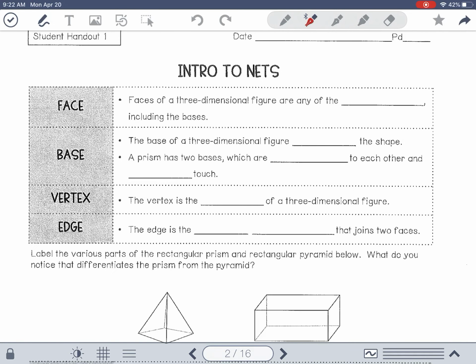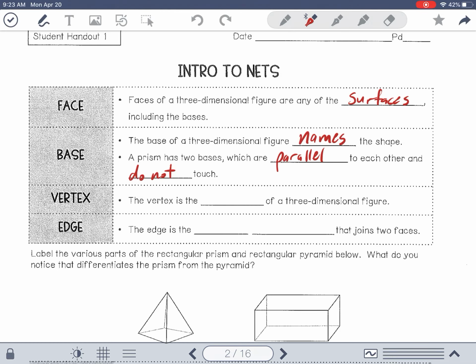The faces of a three-dimensional figure are any of the surfaces, or any of the surfaces that include the base. The base of a three-dimensional figure names that shape. Remember, a prism has two bases, and they are parallel to each other, and they do not touch. This seems awfully familiar. Yes, you're absolutely right. This is familiar because we've already gone through that.